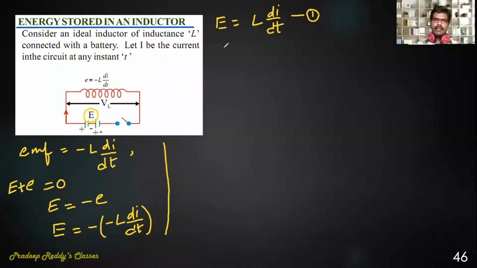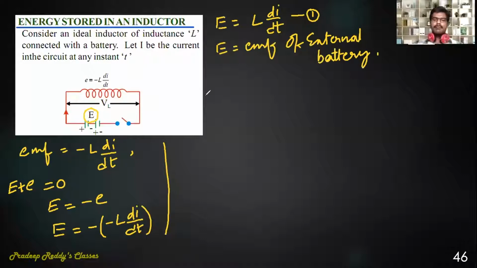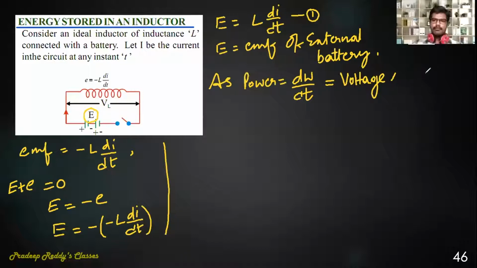Here, E is equal to the EMF of the external battery. Now, as we know, power is equal to dW divided by dt, and this power is equal to voltage into current. P is equal to VI, right?